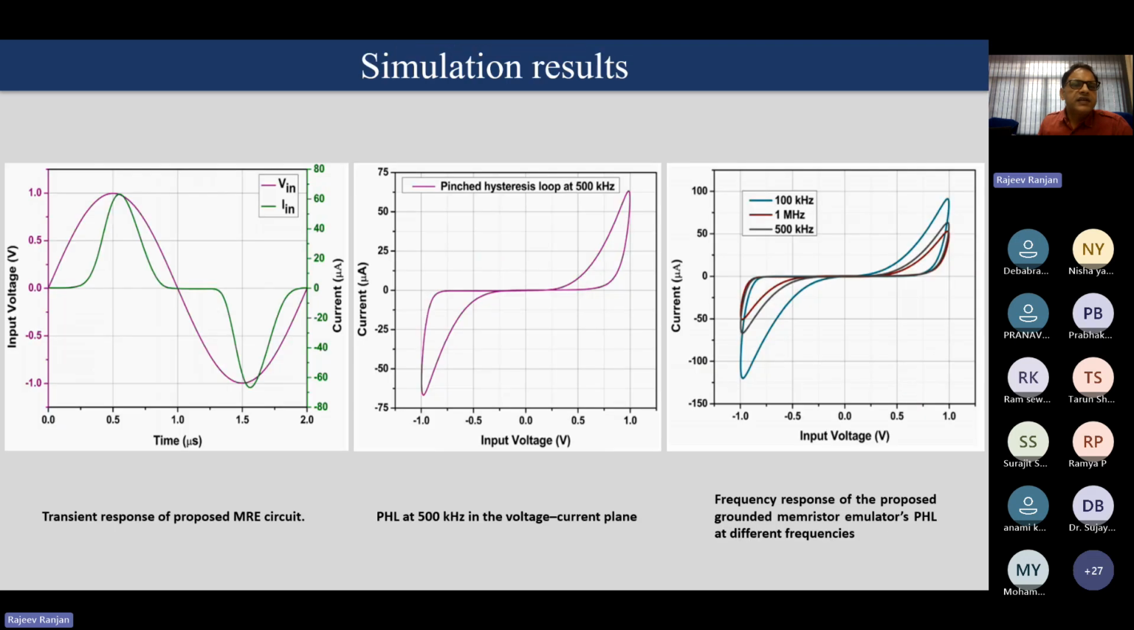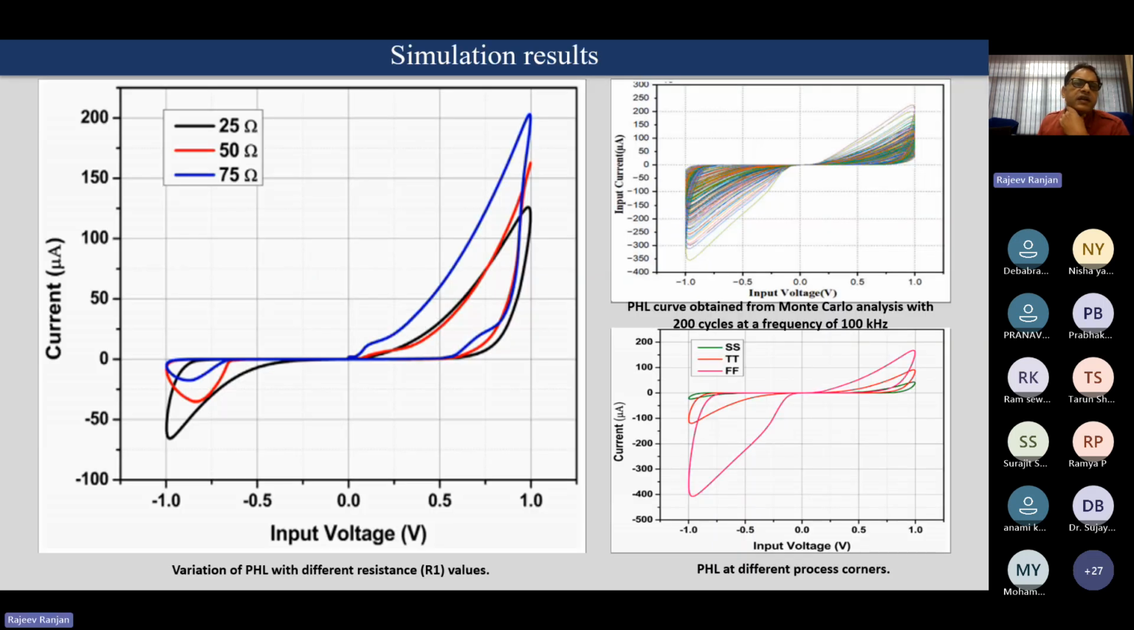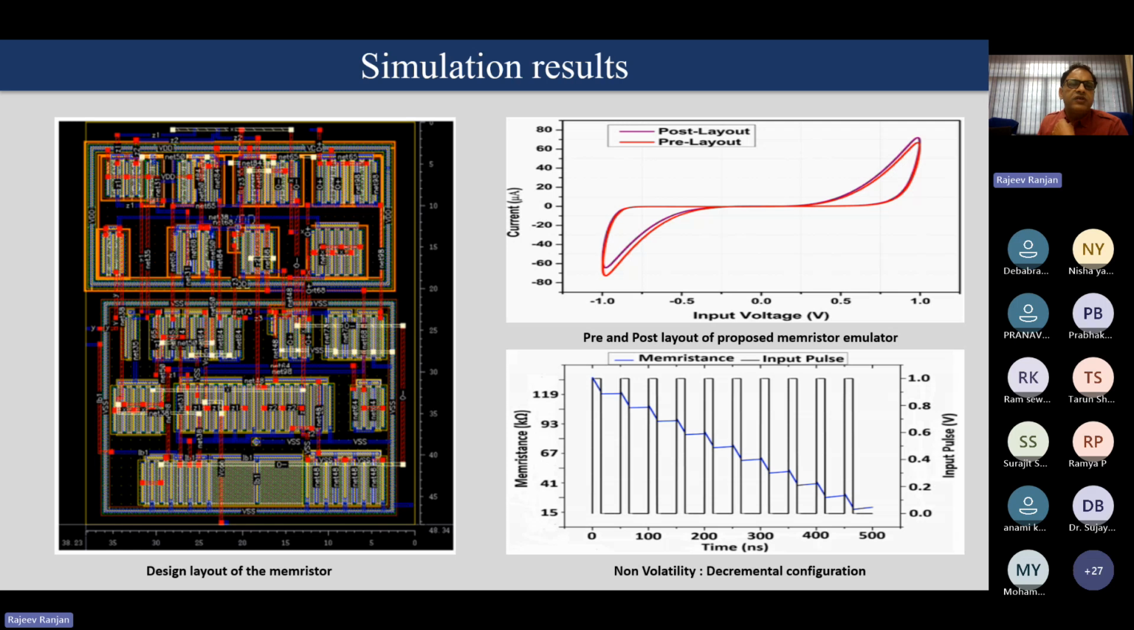These are the transients of the Memristor emulators; this is PHL at 500 kilohertz and this is PHL at different frequencies. This is also at different resistance values: 25 ohm, 50 ohm, 75 ohm. And this is the Monte Carlo analysis and PHL at different process corners. Here this is the layout of the 4CTA based Memristor emulator, this is the simulation result, and this is the non-volatile property in decremental mode of the 4CTA based Memristor emulator.